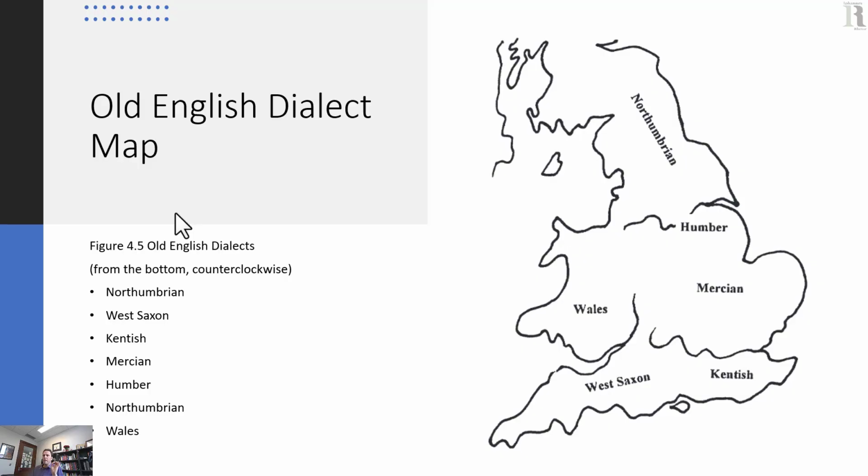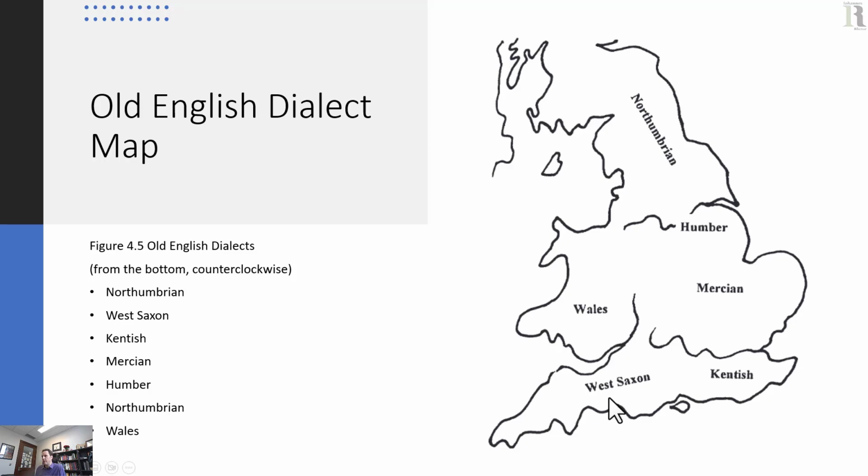Here, and I think this is the last slide for this show, is a map of the dialects of Old English. Old English was not a uniform language. If you ever study Old English in university, it's very likely that you will study the West Saxon dialect because of the program of Alfred the Great to make West Saxon texts.